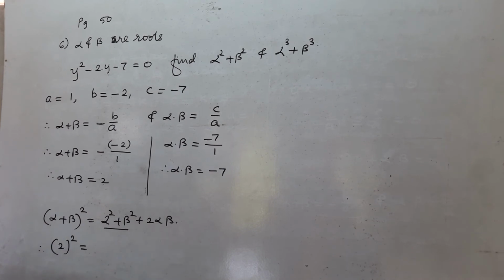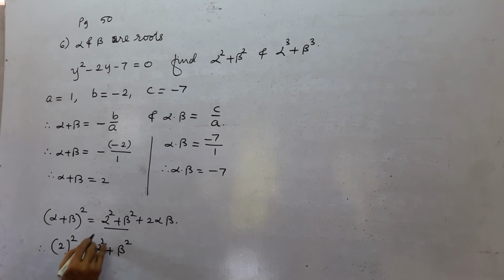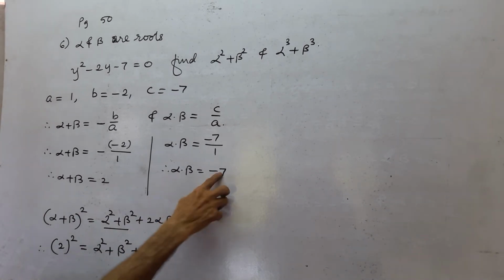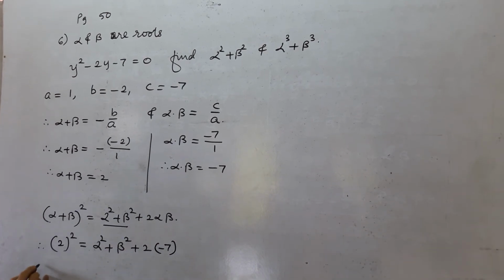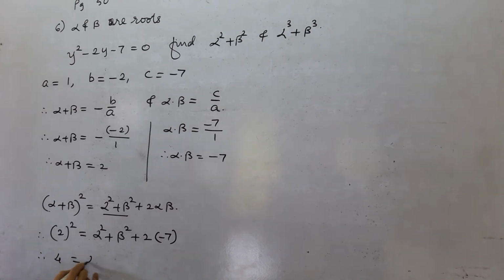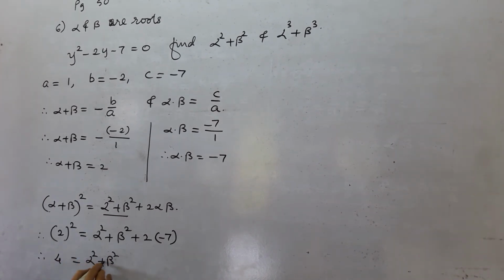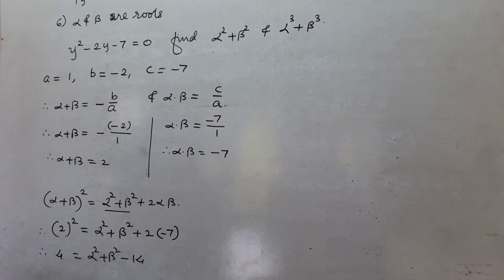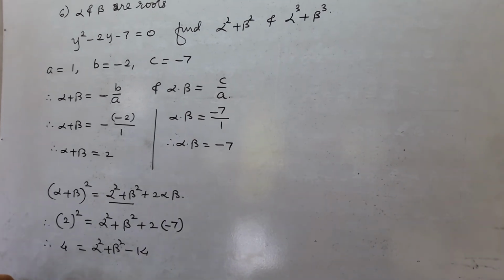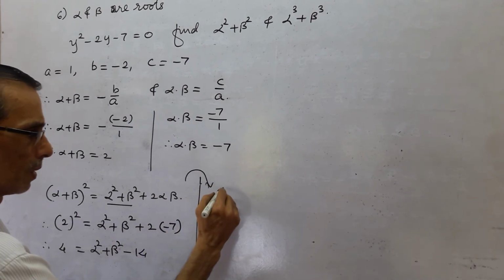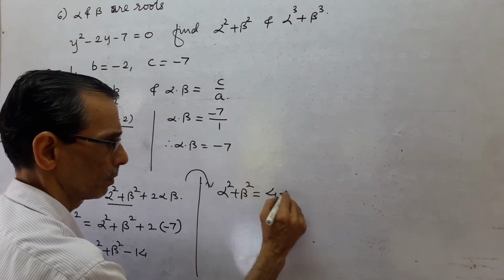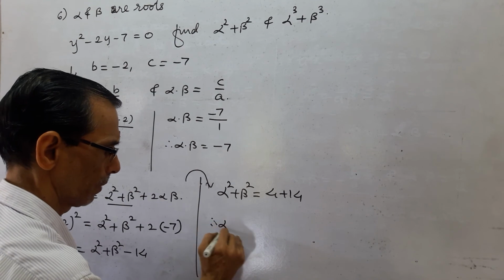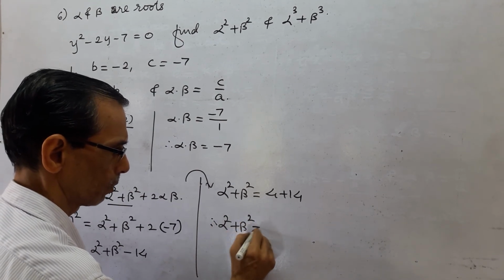This value we have to find out. So write as it is, alpha square plus beta square, plus 2 alpha beta, but alpha beta is given as minus 7, so write minus 7. So 2 into minus 7. Now let's simplify this. So 4 is equal to alpha square plus beta square minus 14, and minus 14 will come to this side and become plus 14, and therefore alpha square plus beta square is equal to 4 plus 14, which is 18.